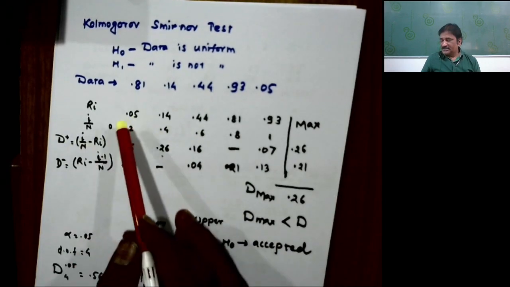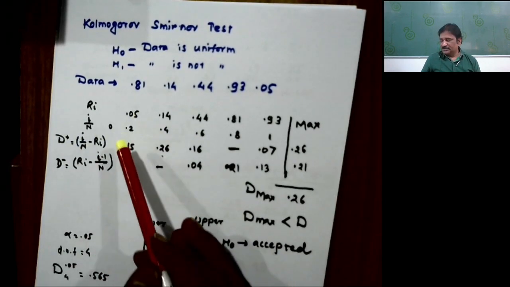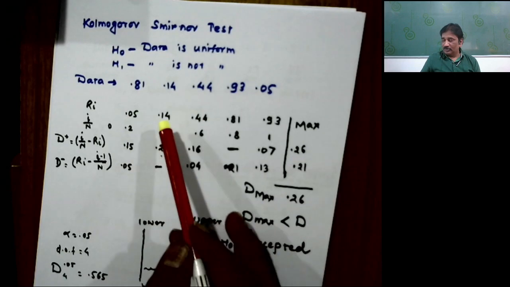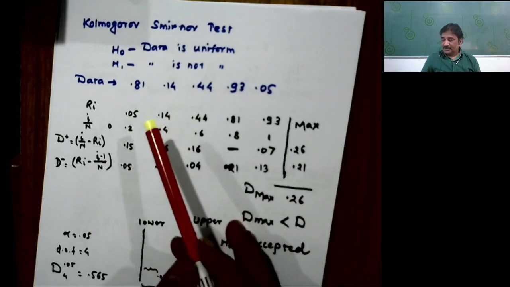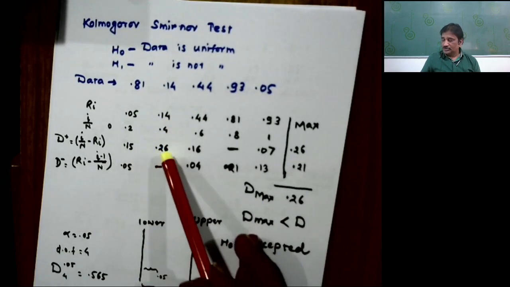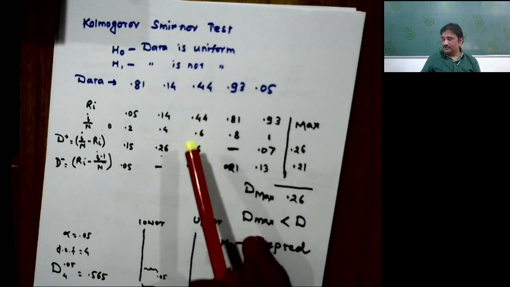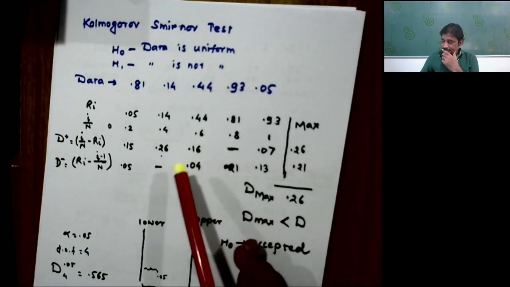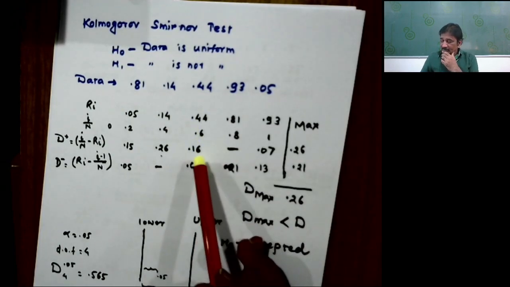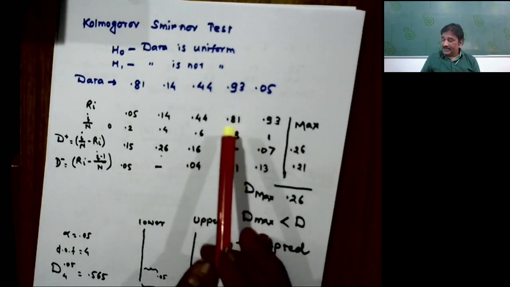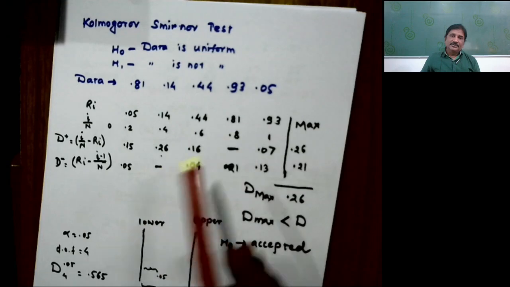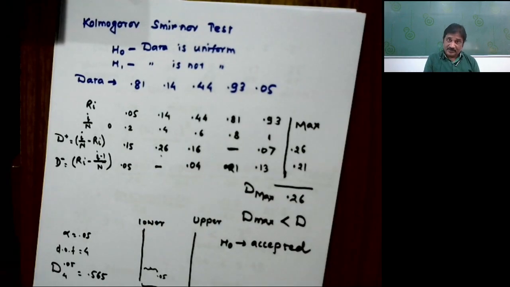So D plus is 0.2 minus 0.05, which is 0.15. Then 0.4 minus 0.14 is 0.26, and 0.6 minus 0.44 is 0.16. Then 0.8 minus 0.81: here you won't be taking the difference because 0.81 is beyond the upper bound.